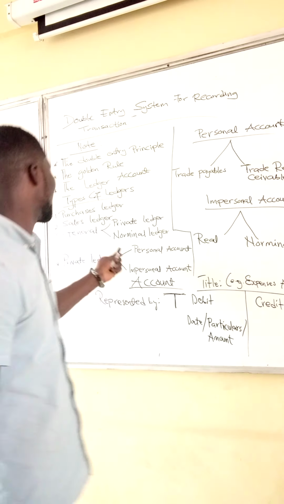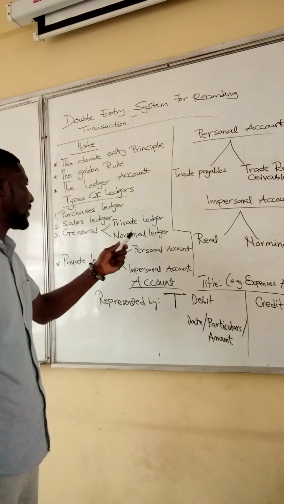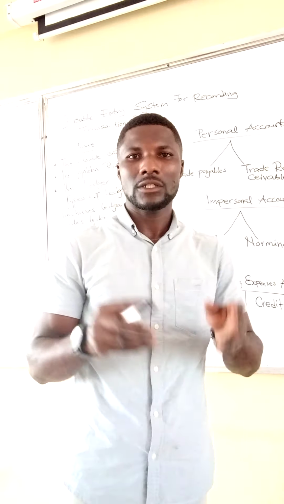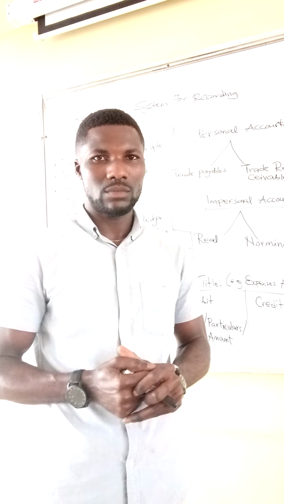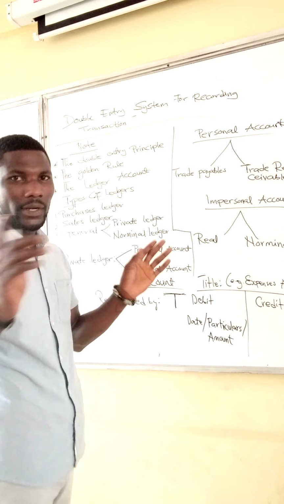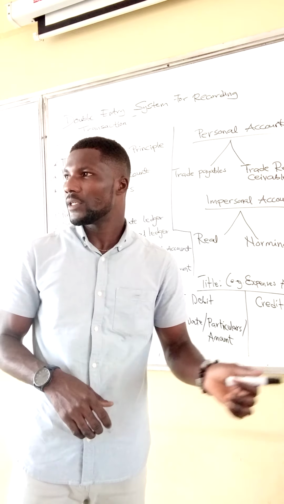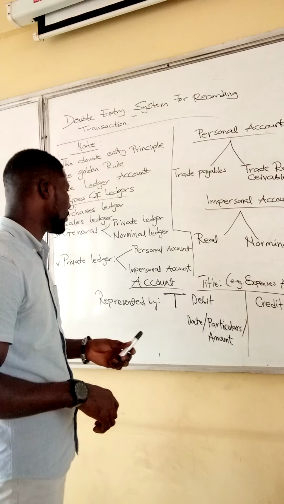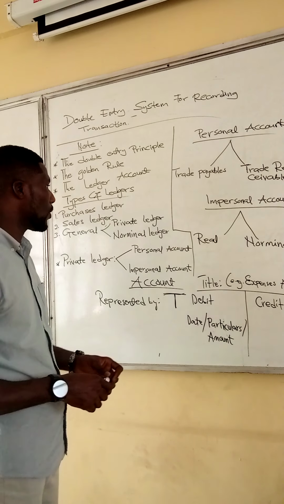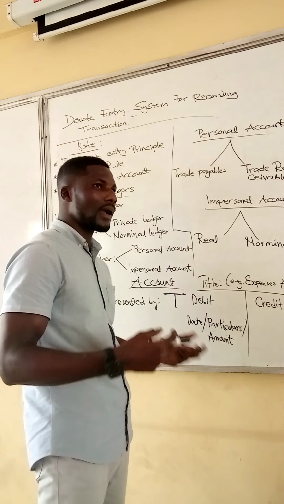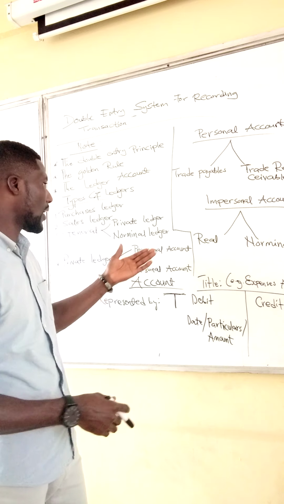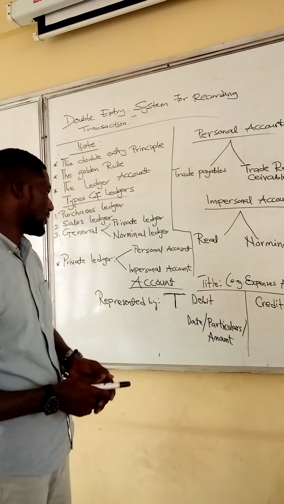So, the general ledger account is an account containing all other accounts apart from trade payables and receivables. Now, the nominal ledger also contains accounts of revenues and expenses.